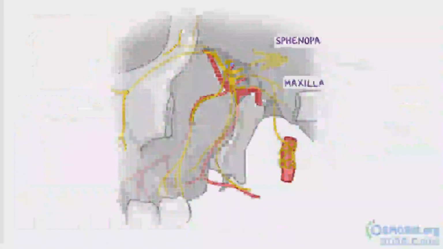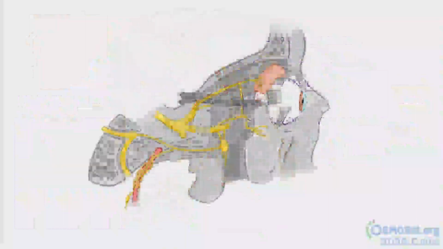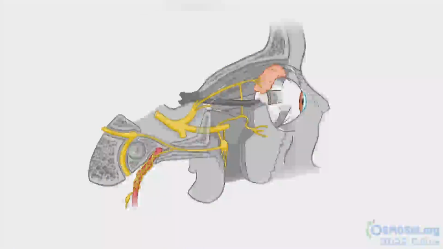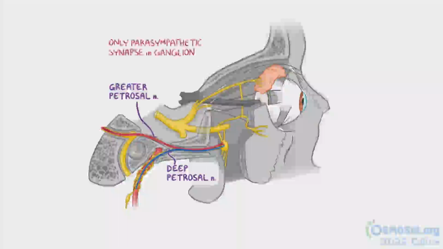The fossa contains the terminal portion of the maxillary artery, the maxillary nerve, and the pterygopalatine ganglion, which receives preganglionic parasympathetic fibers via the greater petrosal nerve and postganglionic sympathetic fibers via the deep petrosal nerve. Only the parasympathetic fibers synapse in the ganglion, and both the parasympathetic and sympathetic fibers leave the ganglion with branches of the maxillary nerve.